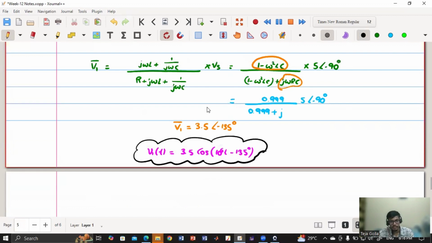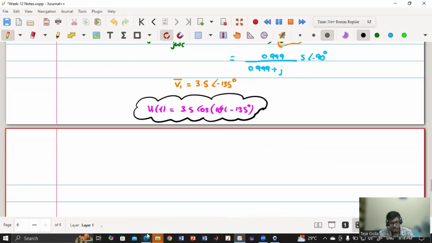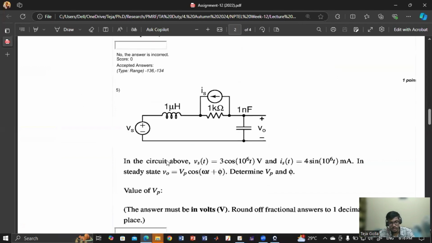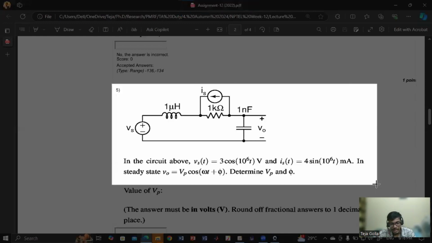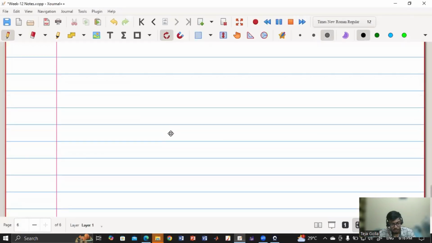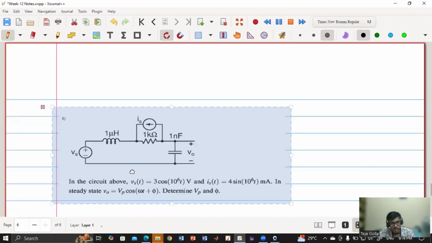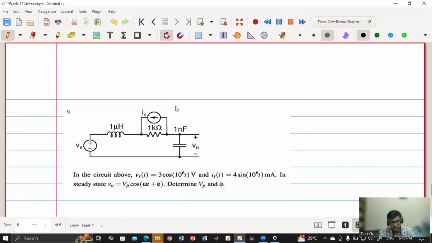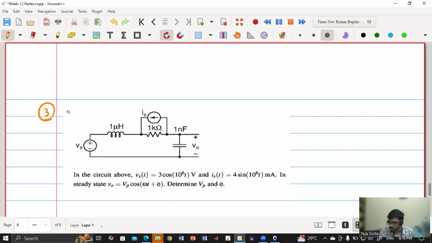No? Okay. So now let us solve another question. This is somewhat tricky, but still okay. This is our problem 3. How do we proceed to solve this problem?